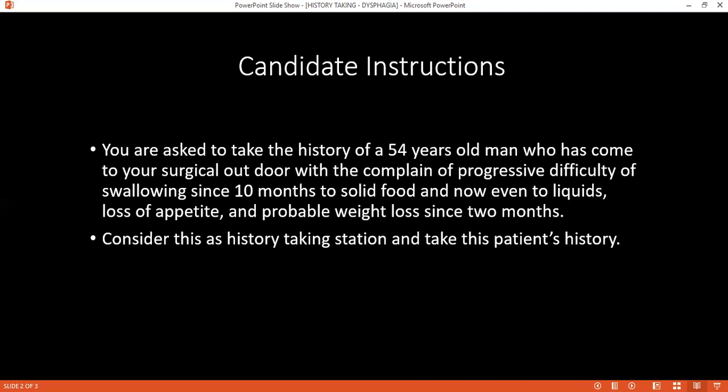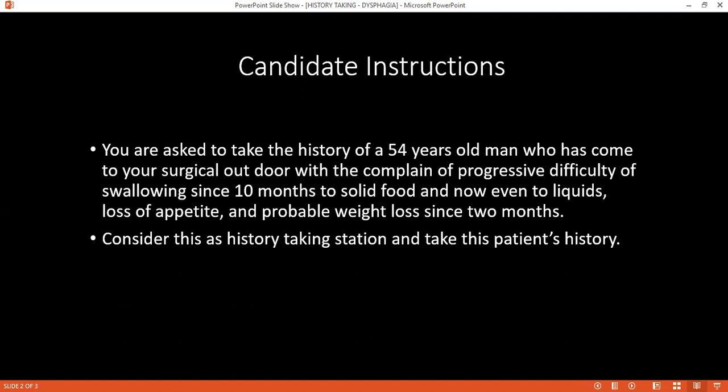A 54-year-old male presented with progressive difficulty in swallowing, initially to solids, then to liquids, with significant weight loss. My provisional diagnosis will be carcinoma esophagus, as the patient has a history of smoking as well as alcohol intake.